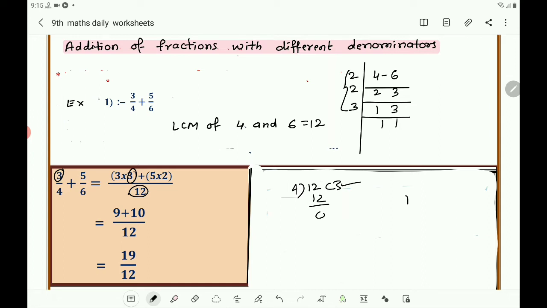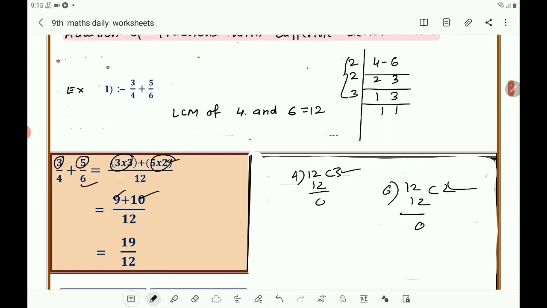Similarly, 12 divided by 6 you take. 6 2s are 12. So this 5 must be multiplied by 2. 5 2s are 10. Then 3 3s are 9. You will get 9 plus 10 over 12. Here you got the denominator 12, and in the numerator you got 9 plus 10. The sum of 9 and 10 is 19. So the sum of 3 by 4 and 5 by 6 is 19 by 12.